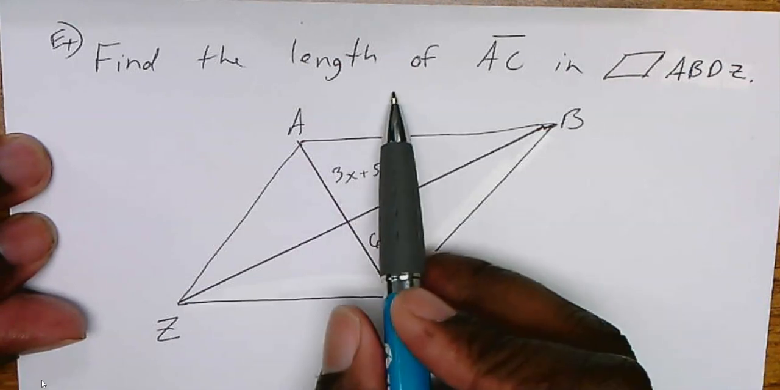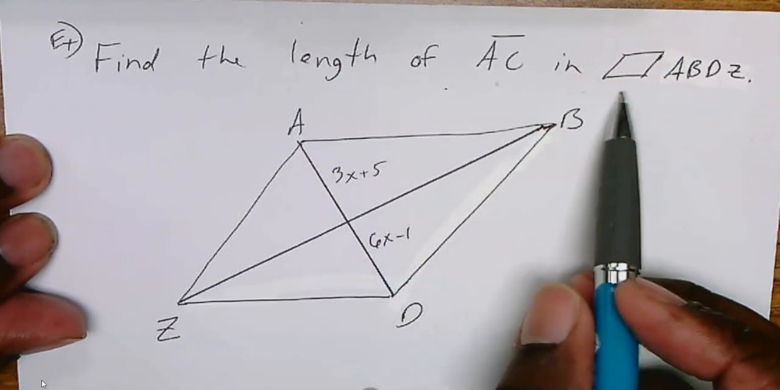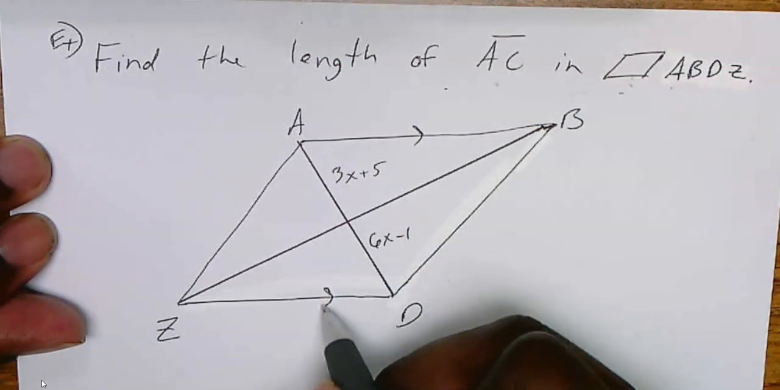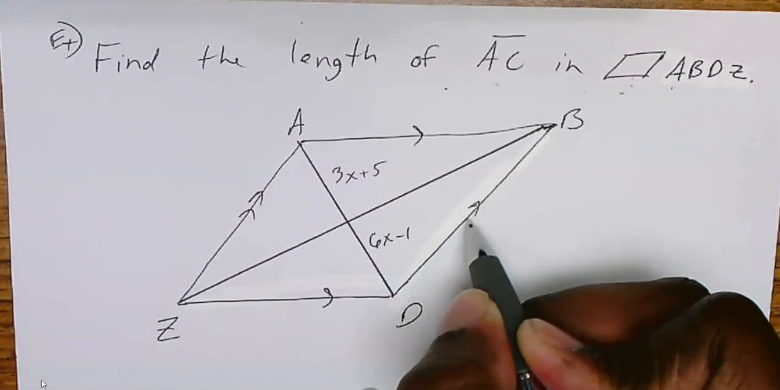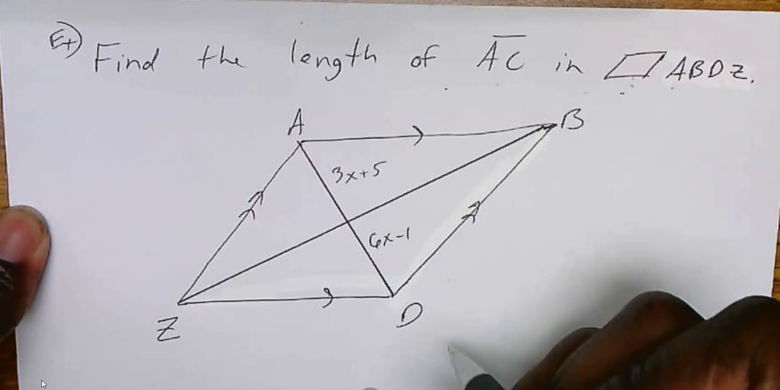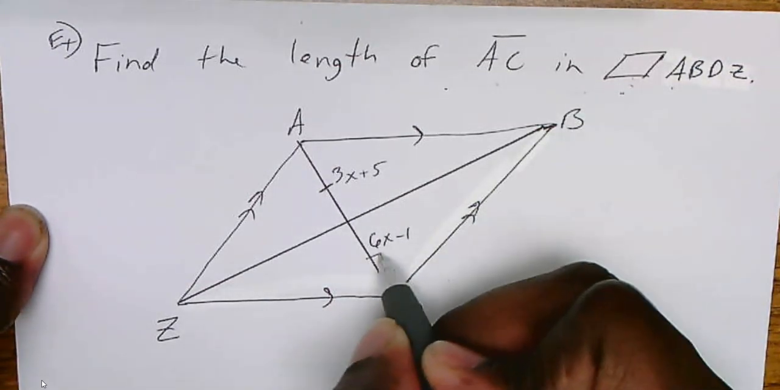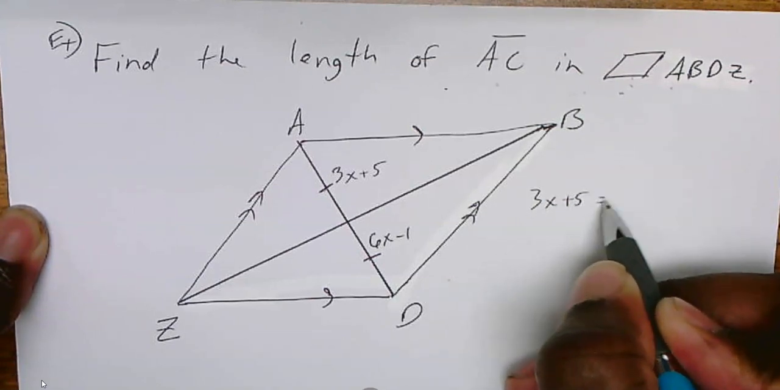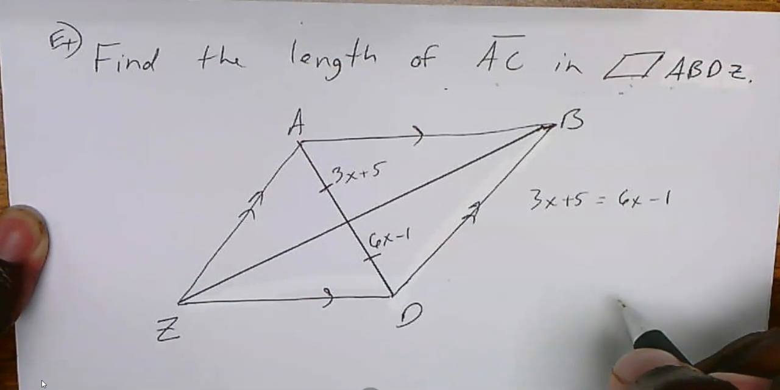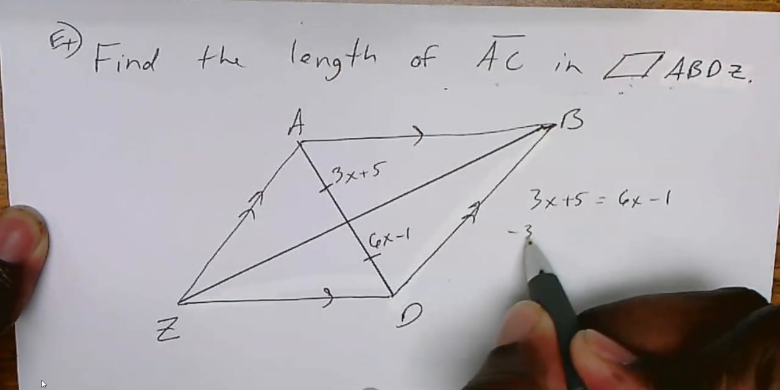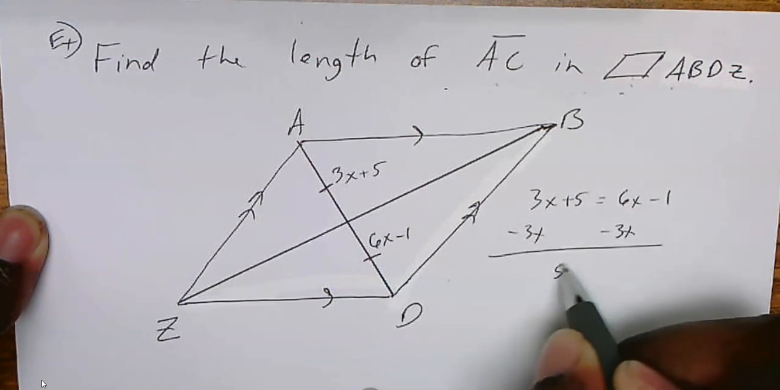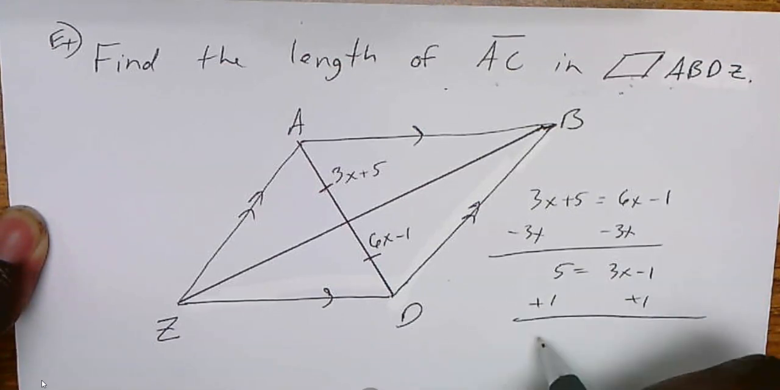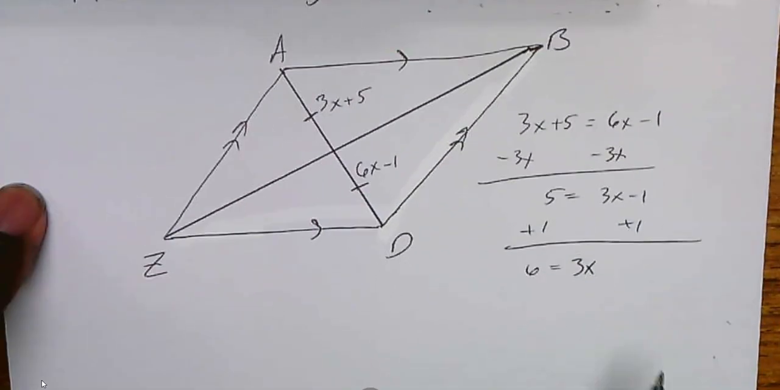So find the length of AC, segment AC, in parallelogram ABCD. By giving you this symbol, it tells you opposite sides are parallel and congruent. It also tells you that the diagonals bisect each other. So know that this piece is equal to this piece. So an equation you could write would be 3x plus 5 equals 6x subtract 1. So if that's true, you can solve that equation for x. That gives you 5 is equal to 3x subtract 1. Add 1 to both sides. 6 equals 3x. And we divide by 3.